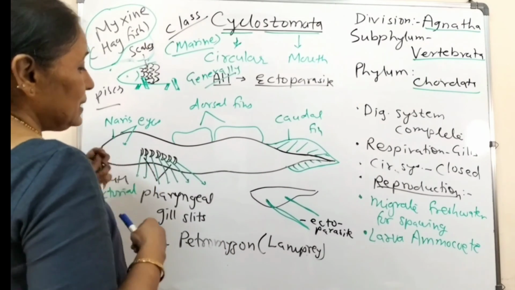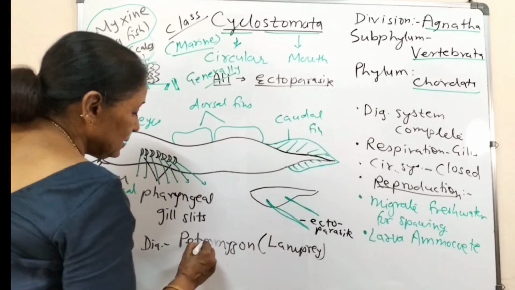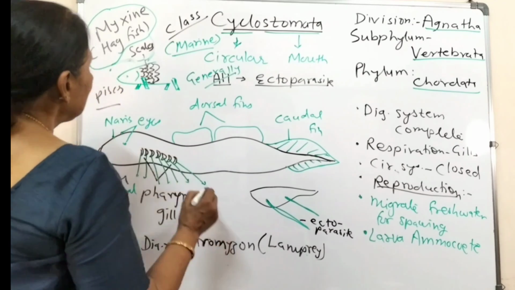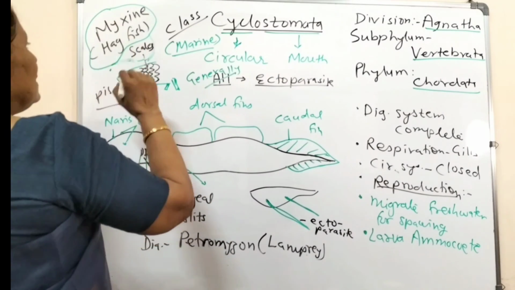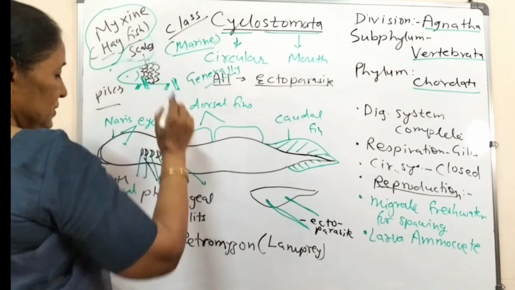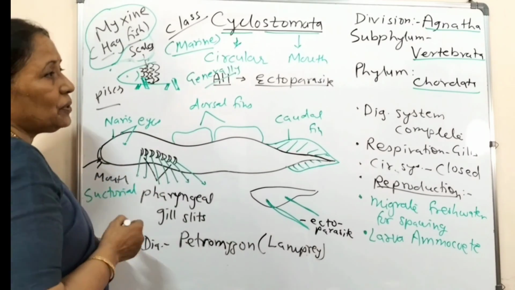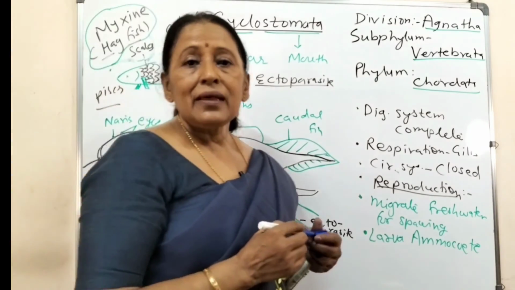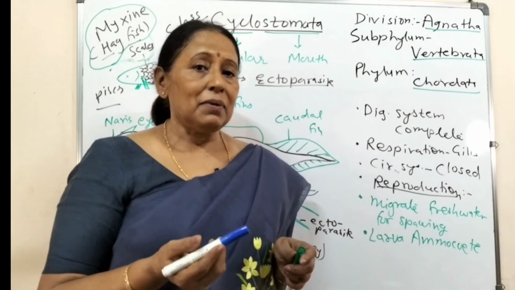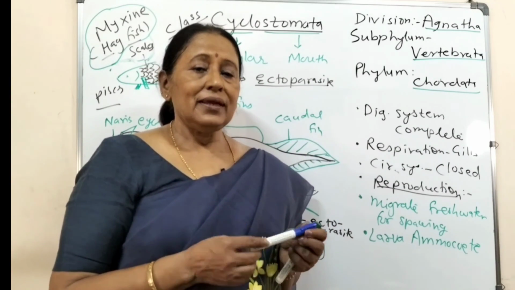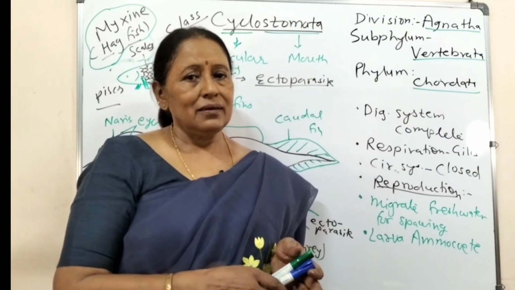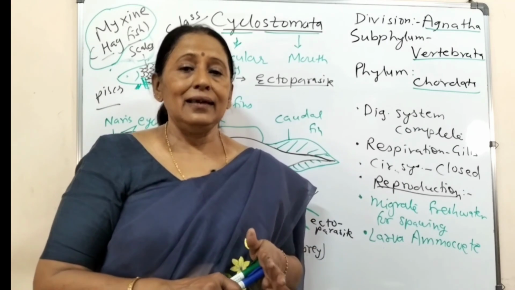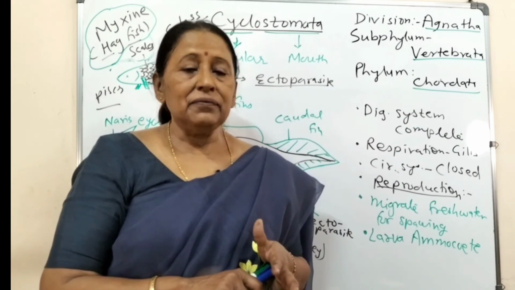Then there are two examples. One example, petromyzon, which you have already seen, and one is this myxine. This myxine is called hagfish, and petromyzon is also called lamprey. This was all about the cyclostomes, a very interesting class, but of course a very deadly, painful death.